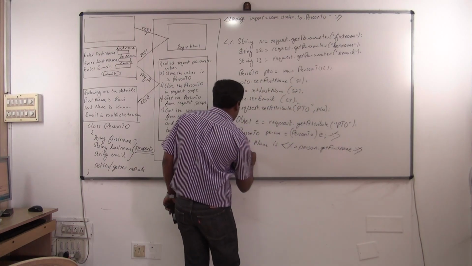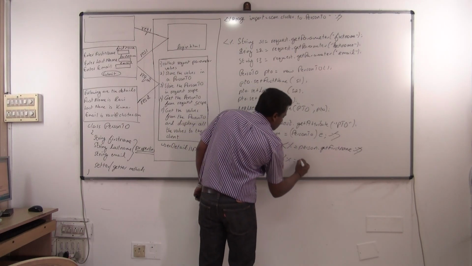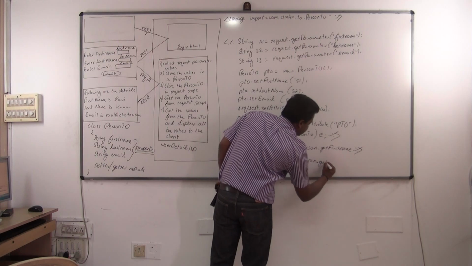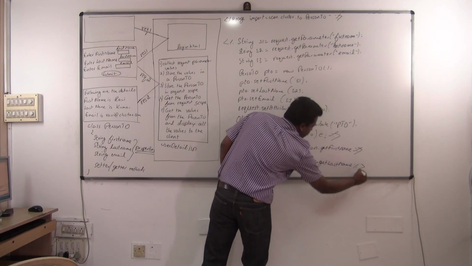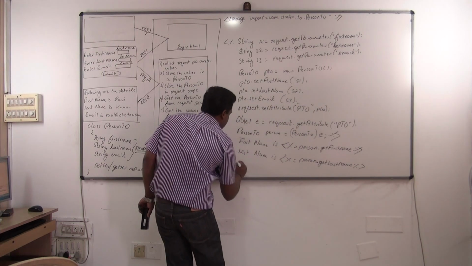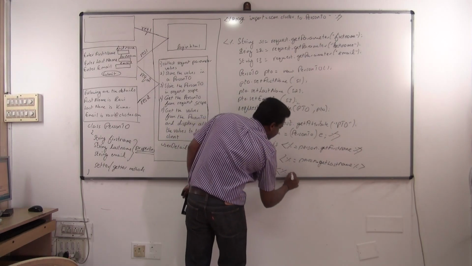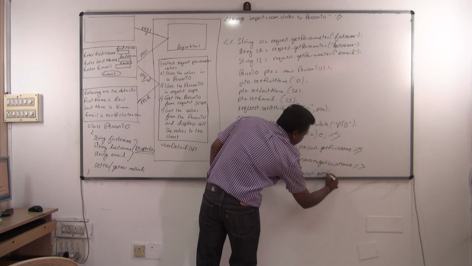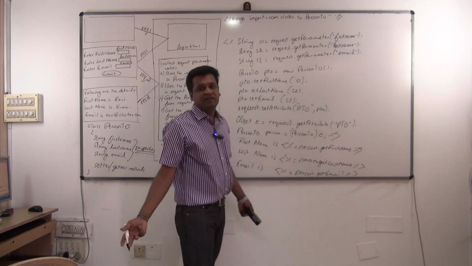Then again, last name is person dot get last name. Email is percentage equal to person dot get email. Valid now? That's all.